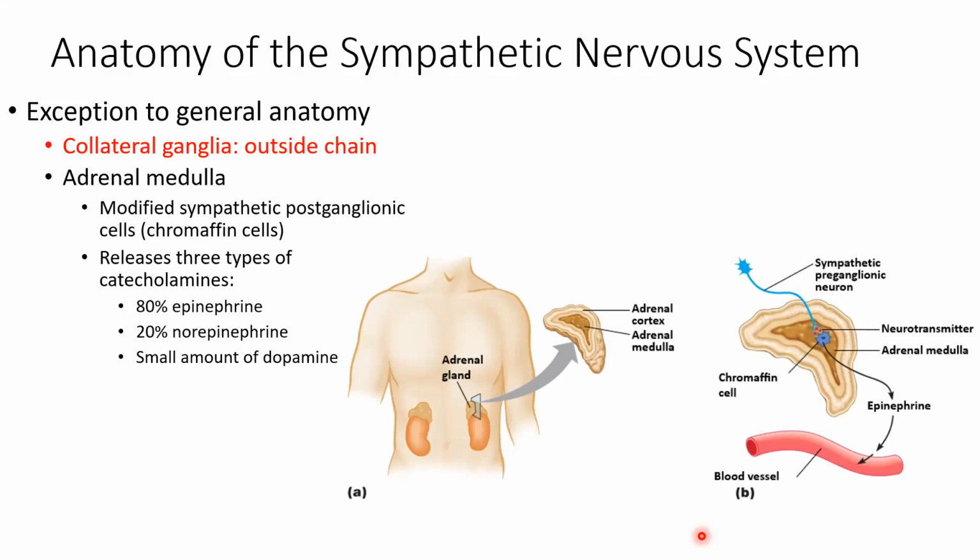preganglionic neurons of the sympathetic nervous system synapse onto collateral ganglia, sometimes referred to as prevertebral ganglia. These are ganglia that are not a part of the sympathetic chain. They're usually associated with abdominal organs or pelvic organs like the bladder or the kidneys. And so they don't have synapses on the sympathetic chain. These ganglia are associated elsewhere.